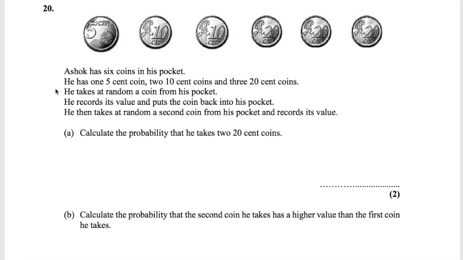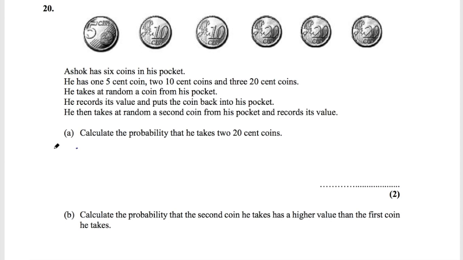Question 20 gives us a diagram of 6 coins, and it says, Ashok has 6 coins in his pocket. He has 1 5-cent coin, 2 10-cent coins, and 3 20-cent coins. He takes at random a coin from his pocket. He records its value and puts the coin back into his pocket. He then takes at random a second coin from his pocket and records its value. Calculate the probability that he takes 2 20-cent coins.